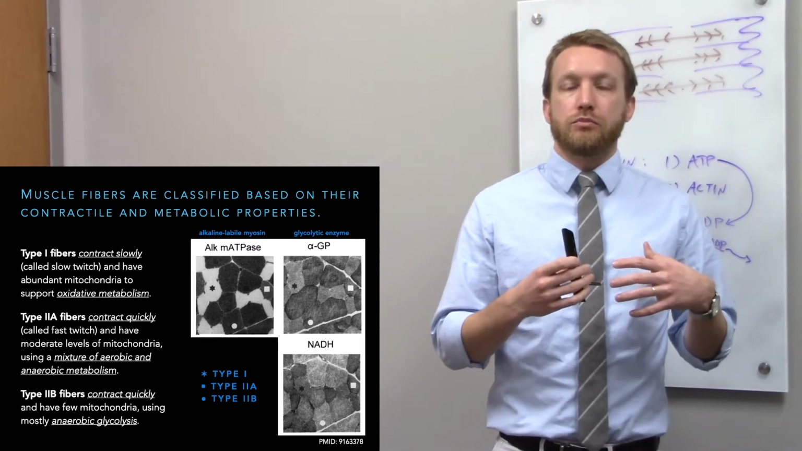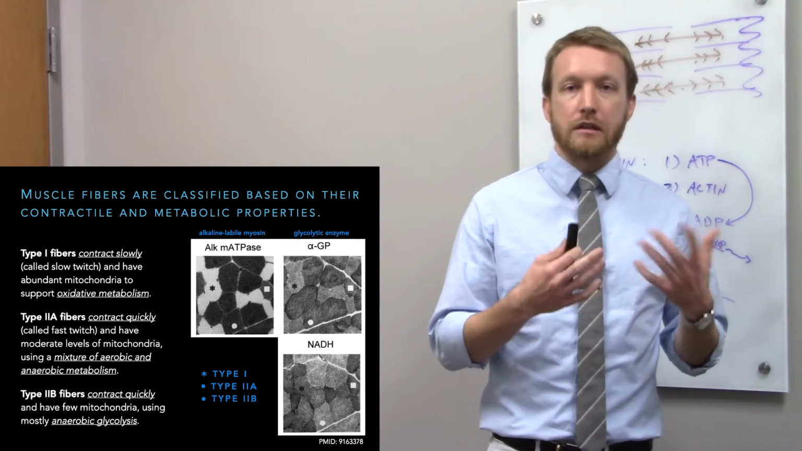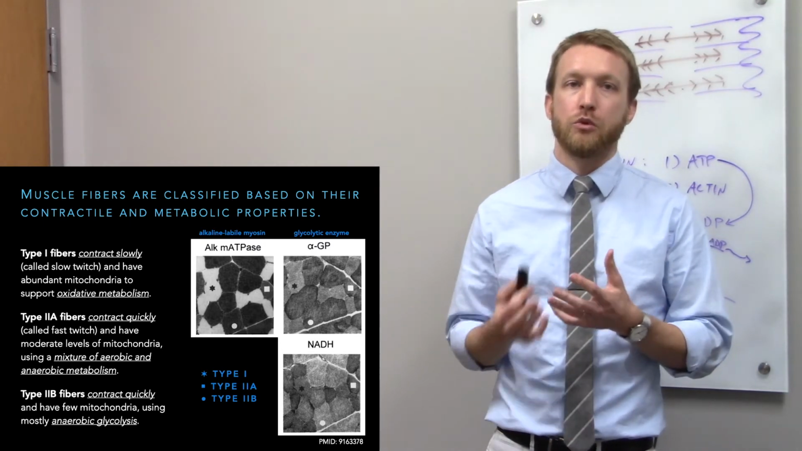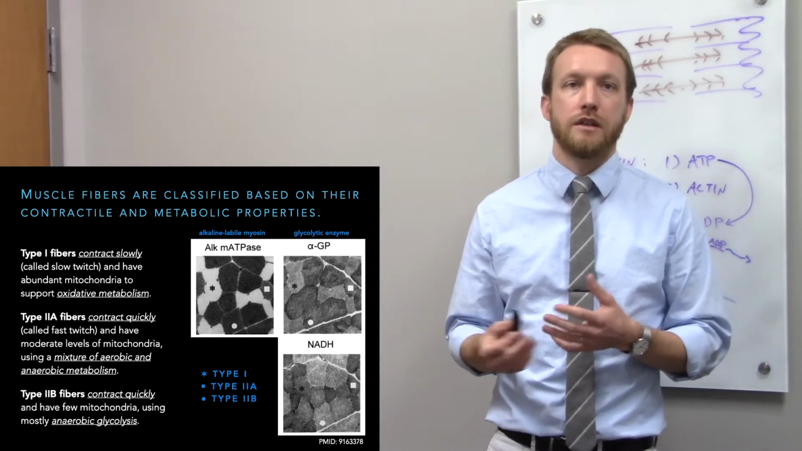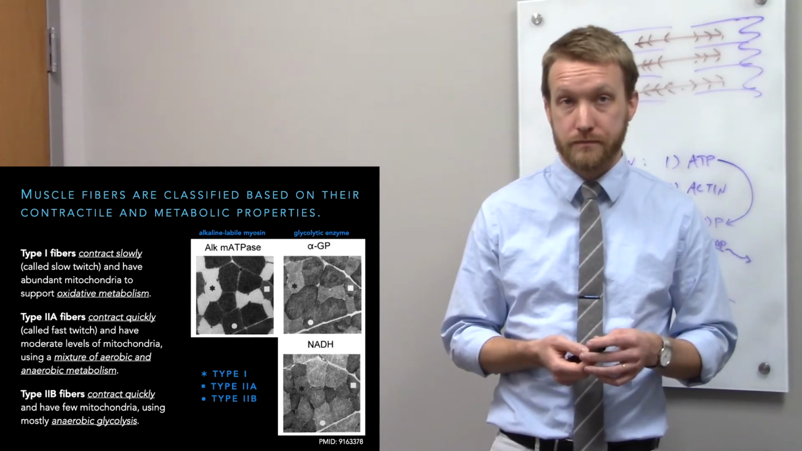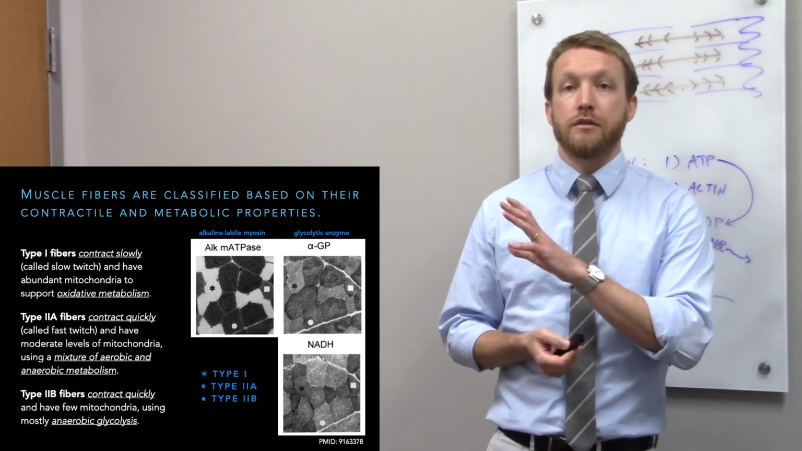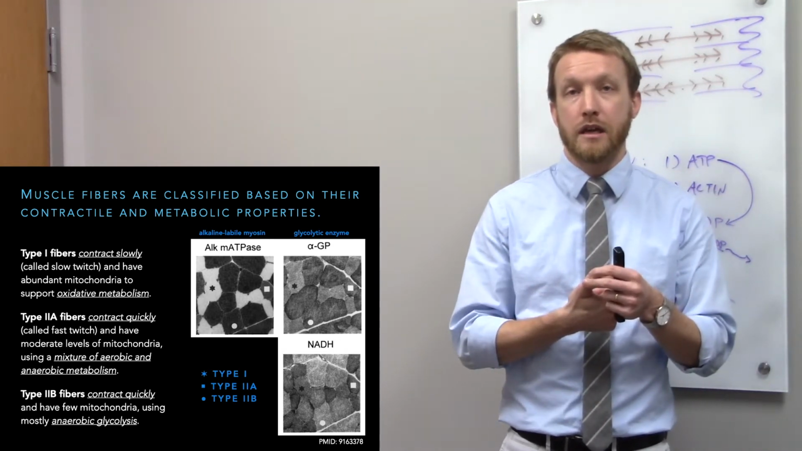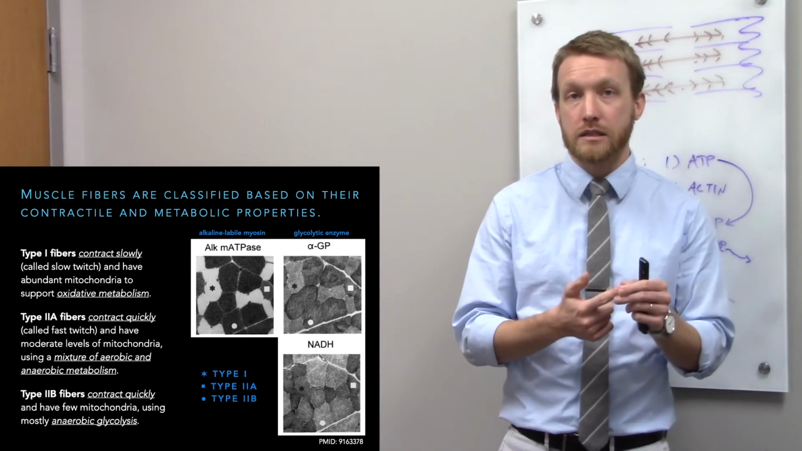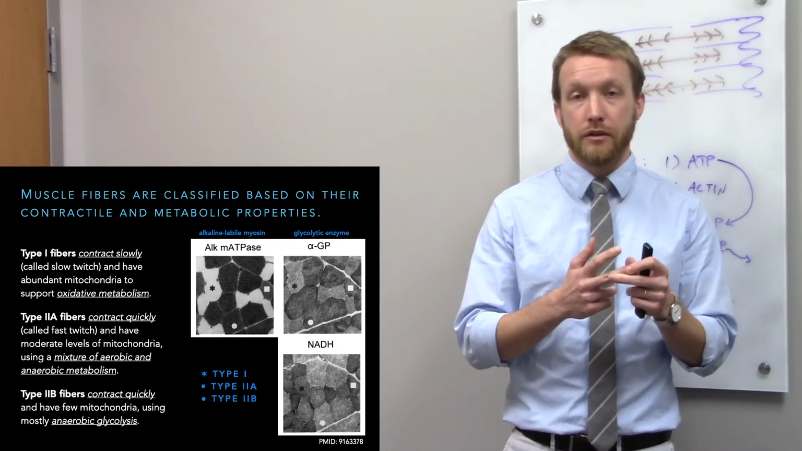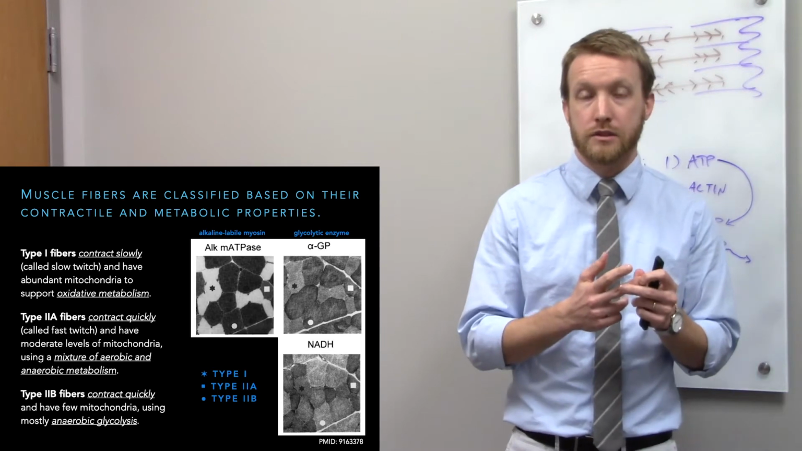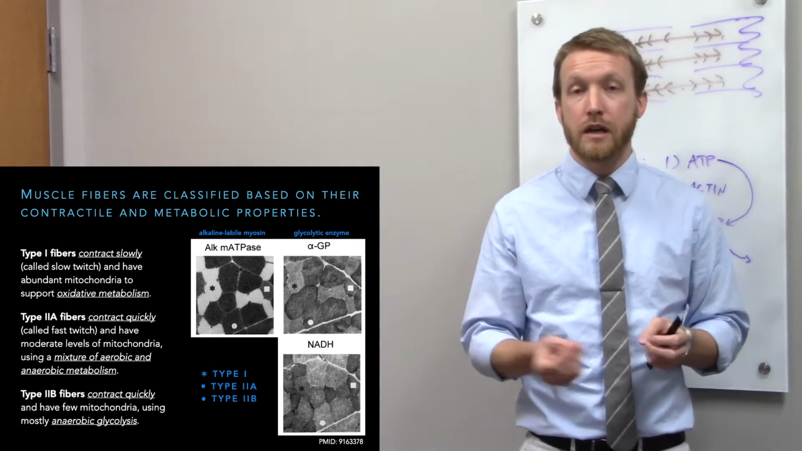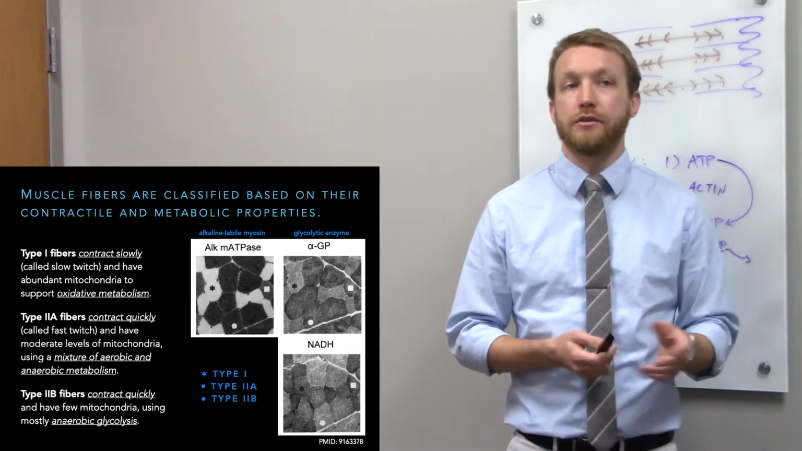Slow twitch is going to use primarily just aerobic metabolism and generate a lot of ATP while expending very little force. The type 2 fibers are going to use more anaerobic metabolism and generate a whole lot more force. So you can see here the 3 different types of muscle fibers based on staining for different types of myosin ATPase. And then looking at glycolytic enzymes and the electron carriers that we use in oxidative metabolism. So you'll see a lot more glycolytic enzymes in your type 2 muscle fibers, and you'll see more NADH in your type 1 fibers.